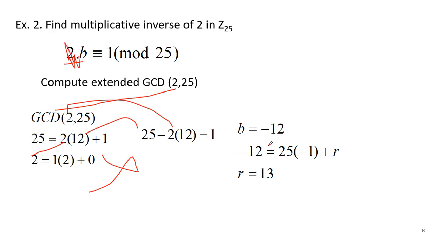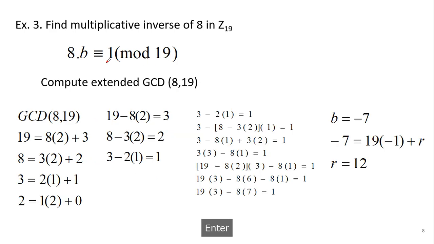So minus 12, again we want the positive term. So minus 12 is equal to 25 into minus 1 plus r. The remainder is equal to 13. And 13 into 2 is 26, and when 26 is divided by 25, the mod will be 1.